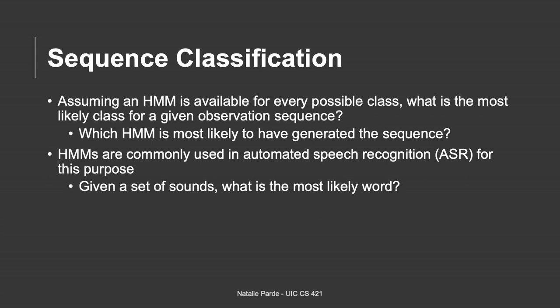Sequence classification allows you to use HMMs to determine which category a sequence of text belongs to. To do so, you can create an HMM for each class. For example, if you're doing sentiment analysis, you might build one for positive text and another for negative text. Then you figure out which HMM is most likely to have generated your test sequence of text, and the one that is most likely ends up being the class label that you assign to the instance. Automated speech recognition is one common scenario in which HMMs are used for sequence classification.